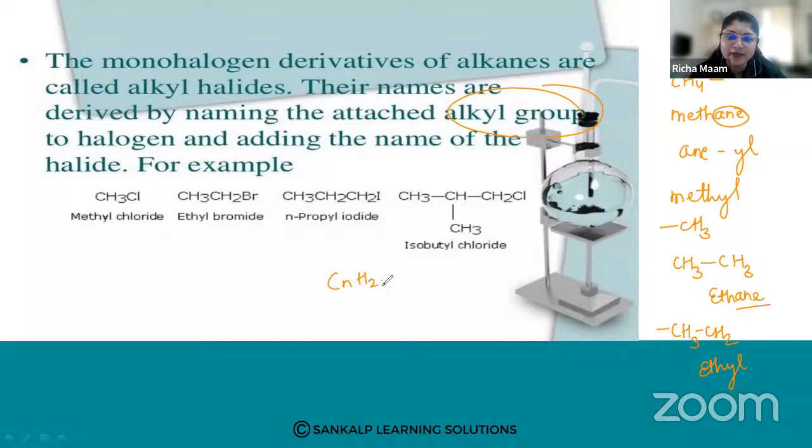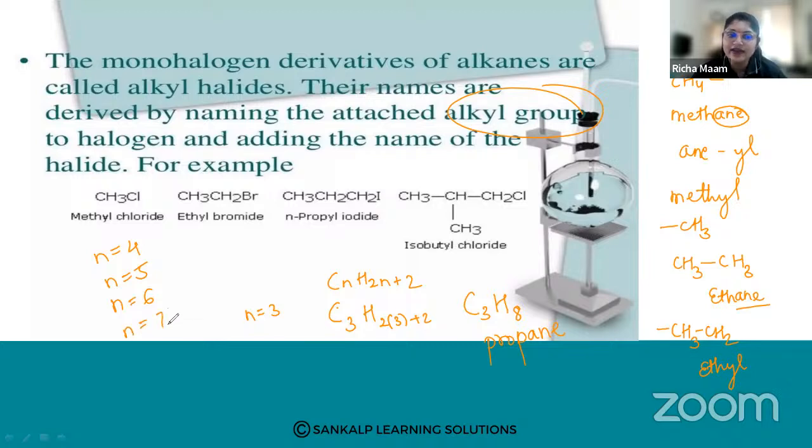The formula is CnH2n+2. So if the number of carbon atoms is 3, n is equal to 3, you get C3H(2 into 3 plus 2), so C3H8. This is propane. When carbon number is 3, it is propane. When the number of carbon atoms is 4, it is butane. If it is 5, pentane. If it is 6, hexane. 7, heptane. Octane. 9 is nonane and 10 is decane.